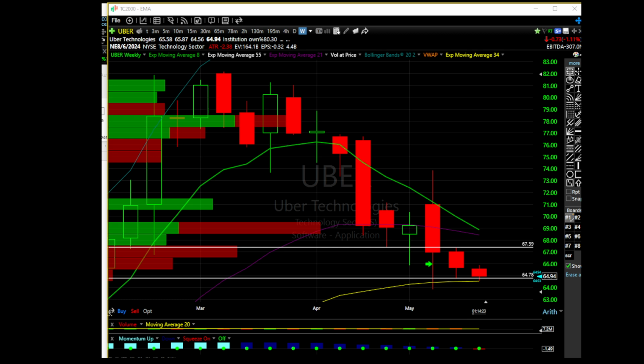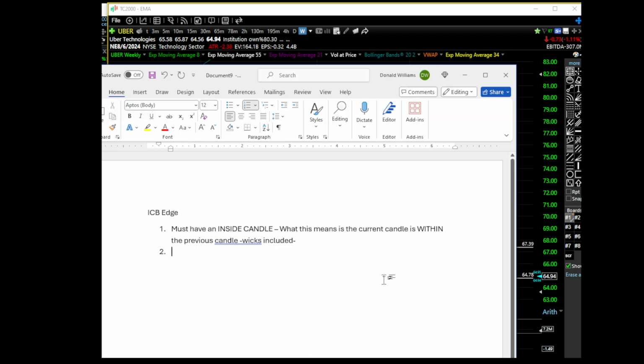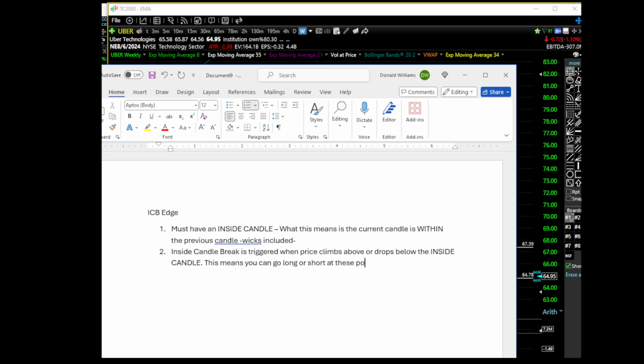All right, so the normal rules are, inside candle break is triggered when price climbs above or drops below the inside candle. This means you can go long or short at these points. Okay, any questions on that?